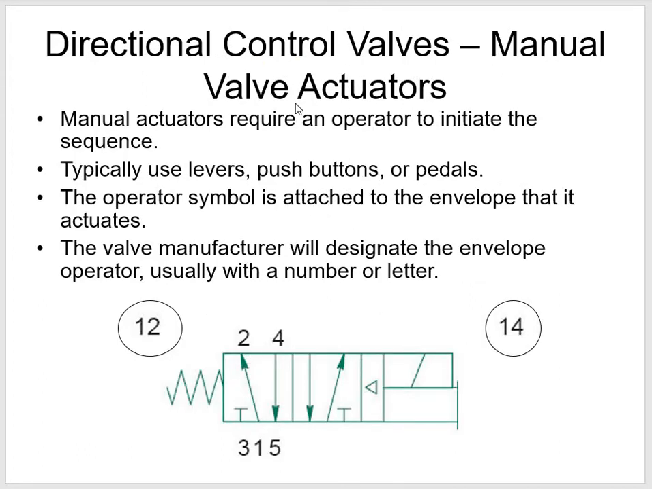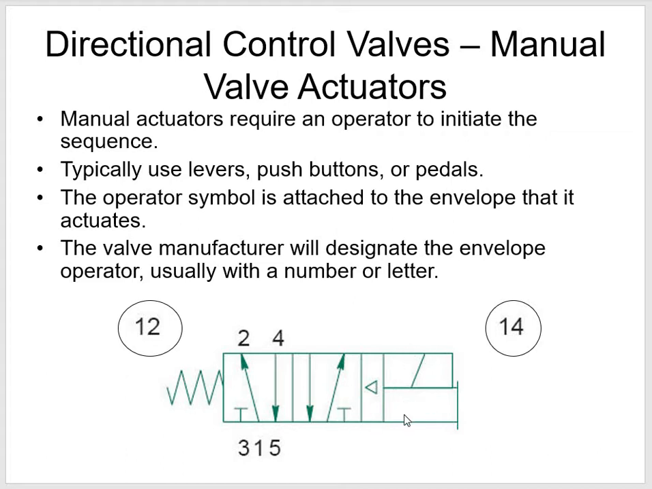So here's a directional control valve, manual valve actuators. So right here you see the body, and that is one envelope right here. That envelope has a 1, a 2, a 3, a 4, and a 5. A little different than our Mac valves. And then here is the second envelope. So this is a two-position valve. I've got one over here on this side. I've got the second position over here to the right of that. I've got a spring. That's what this zigzag line represents on this left-hand side.